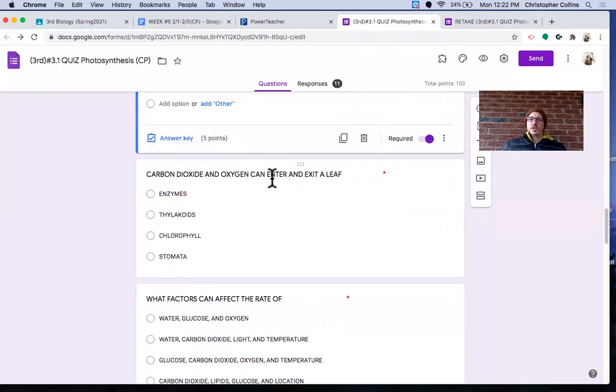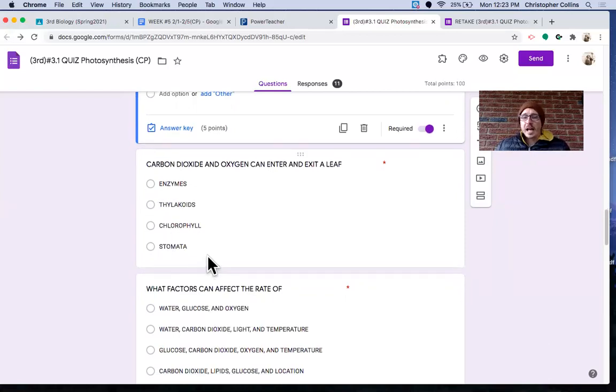Carbon dioxide and oxygen can enter and exit a leaf through what? Well, these tiny little openings are known as stomata. Enzymes are, remember, proteins that just simply catalyze reactions. Thylakoids are these little like pigment pancakes inside of the chloroplast, right? So inside of the chloroplast, you have these little pancake looking things, and that's where the chlorophyll is trapped. The chlorophyll is kind of like stuck to the outside of the thylakoids. And then chlorophyll, again, is that light trapping pigment that would be embedded inside of the thylakoid. And so the stomata are those small openings. If and when we return to class, I'll actually show you guys how to remove cells from plant leaves, and we'll actually look at the stomata under a microscope.